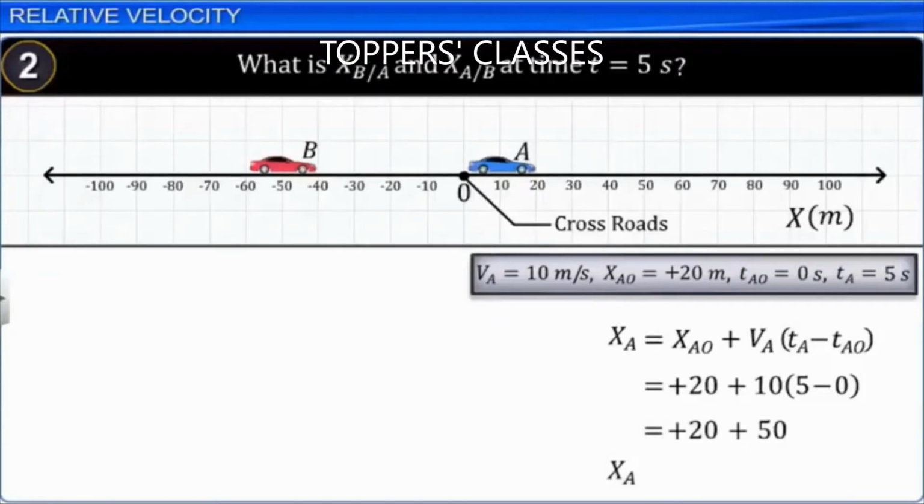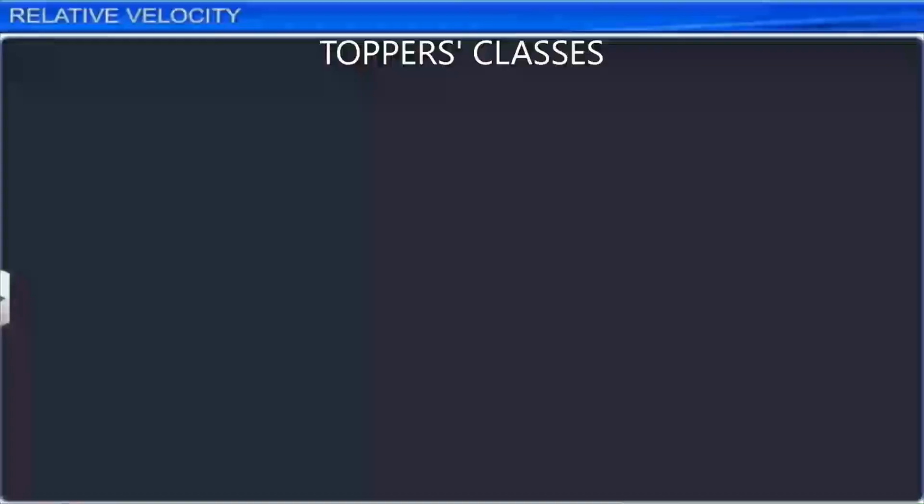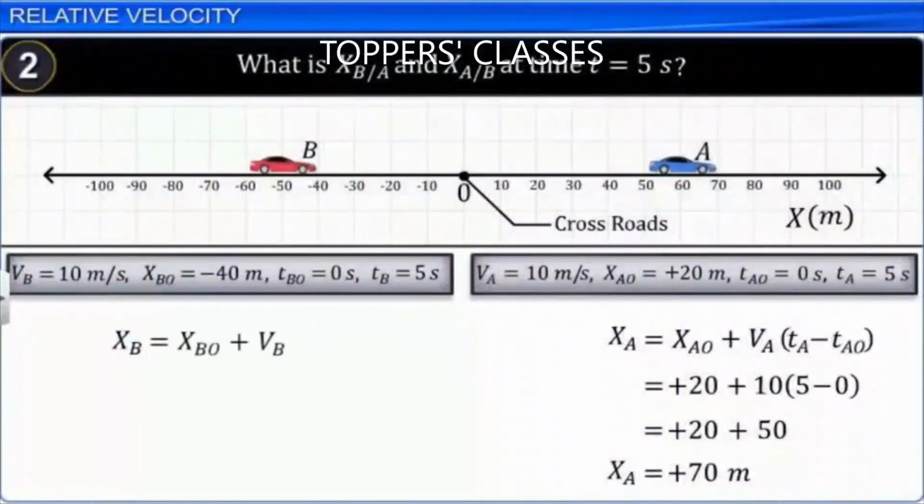Calculating for x B, here v B is equal to 10 meters per second. x B O is equal to minus 40 meter. t B O is 0 second and t B is equal to 5 second. x B is equal to x B O plus v B into t B minus t B O. On substituting and simplifying, we get x B equal to plus 10 meter.